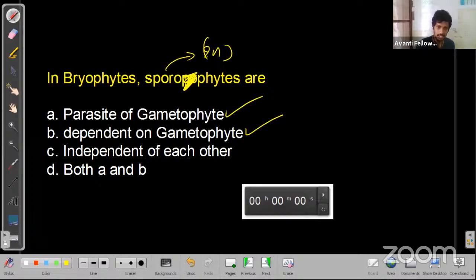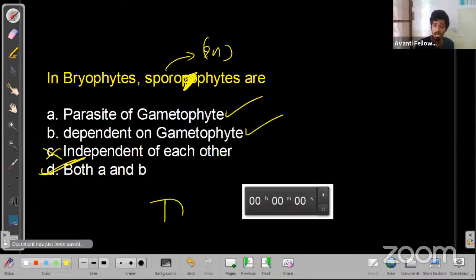No, right? When it's a parasite, it can't be independent, right? So this is not the correct answer. Both A and B. Remember, A is correct, B is correct, but don't choose A or B option without reading D option, because D option is both A and B. So the correct option is D.